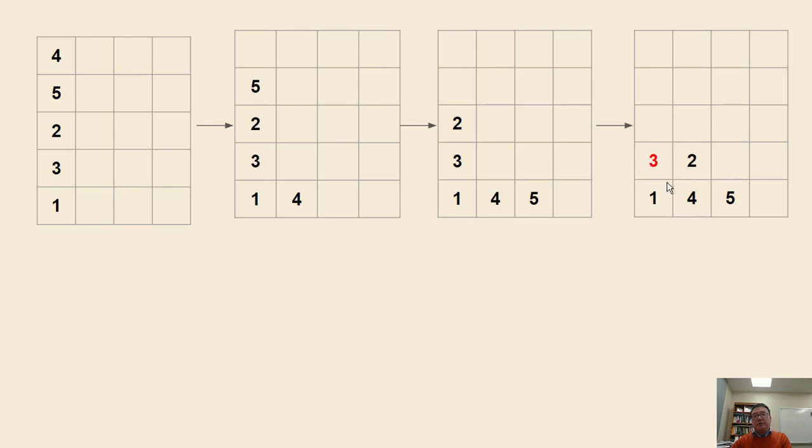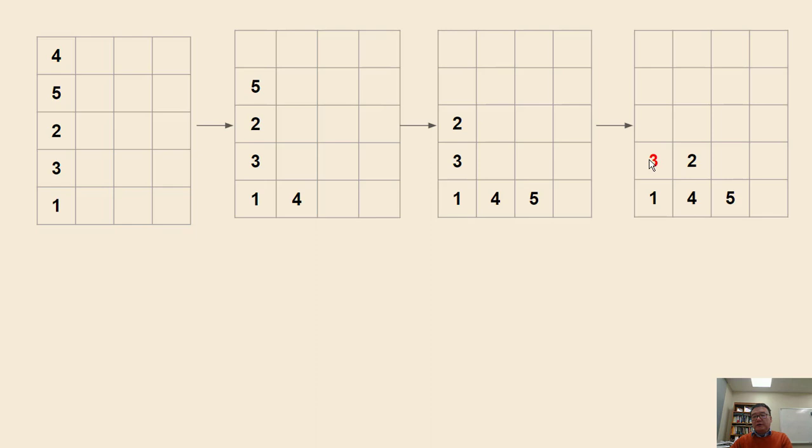The next one is 3. So the question is, where should 3 go? 3 cannot go on the first stack, because then it will be taken out of order. But it cannot go on the second stack either, because then it will be taken after 4.